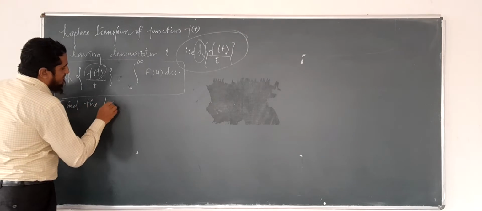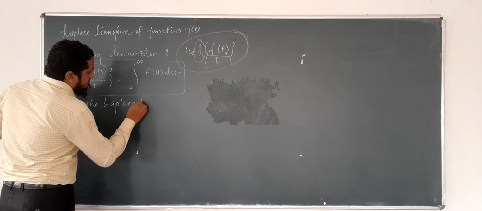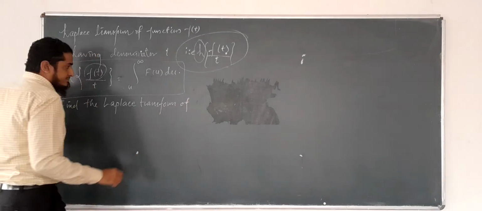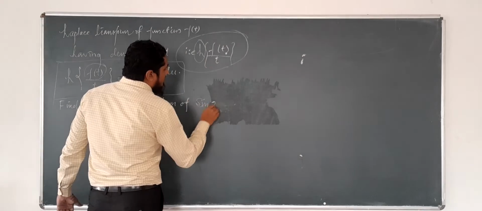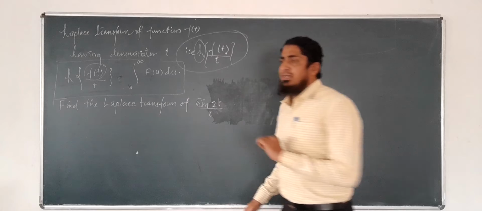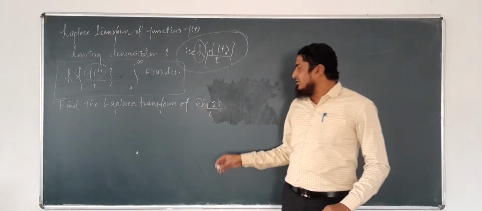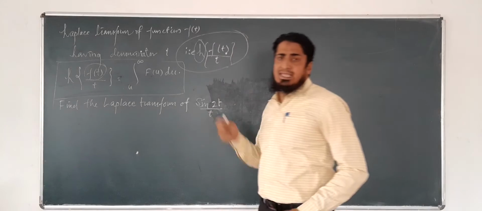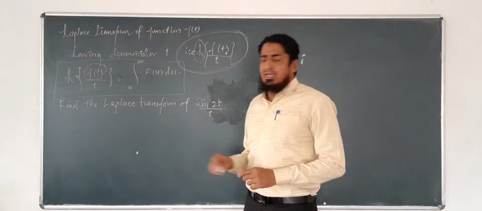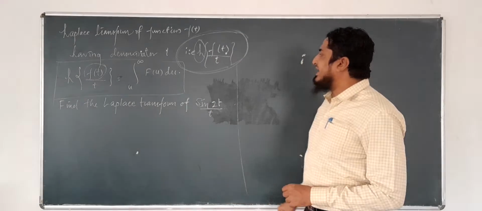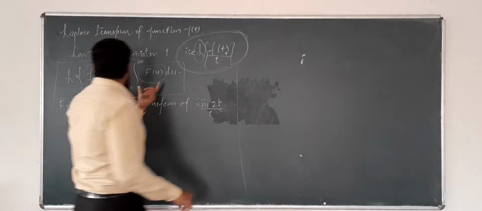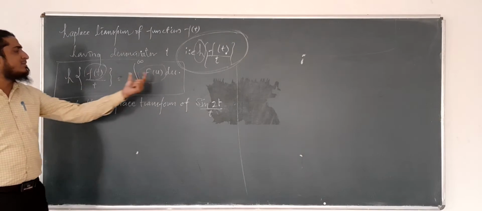Find the Laplace transform of sine 2t upon t. Correct? Here we are given the function sine 2t divided by t. So first of all, find F of u. What is meant by F of u? F of u is the Laplace transform of f of t in the variable u.